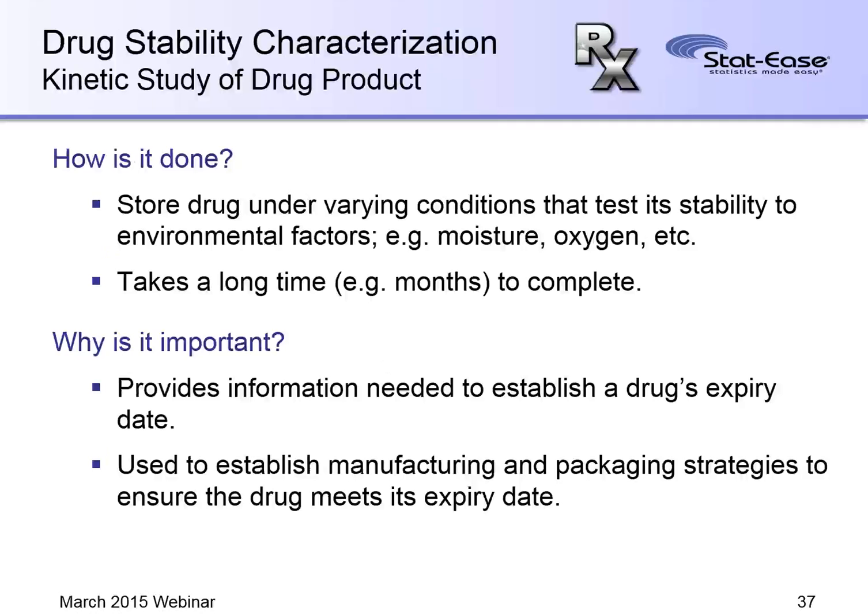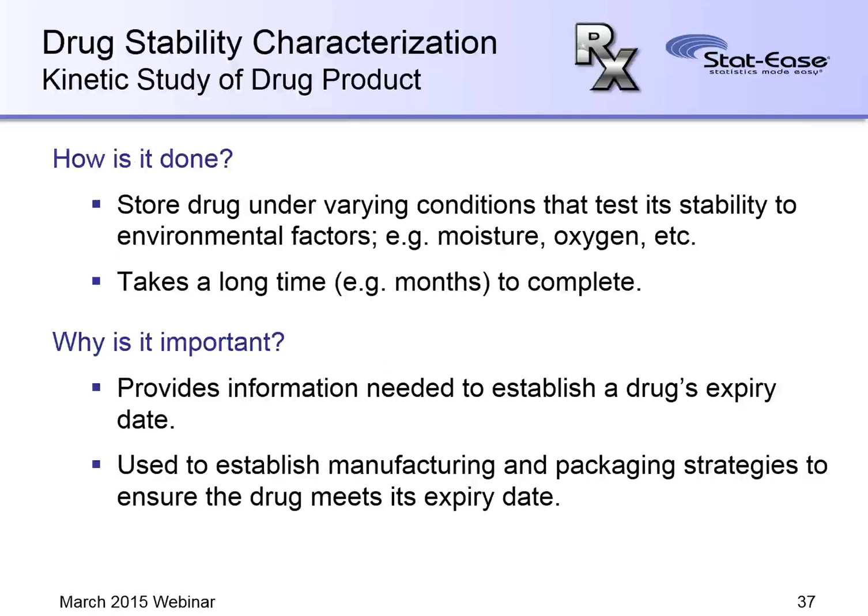Here's an example that I found to be quite interesting, and this has to do with drug stability and studying the degradation rate of a drug. So typically, how do we do these studies? How do we assess, for example, the stability of a drug over time under varying conditions? Well, what you'll do is you'll store that drug under many different conditions that test its stability to external factors, for example, moisture, oxygen, temperature, all these different things.